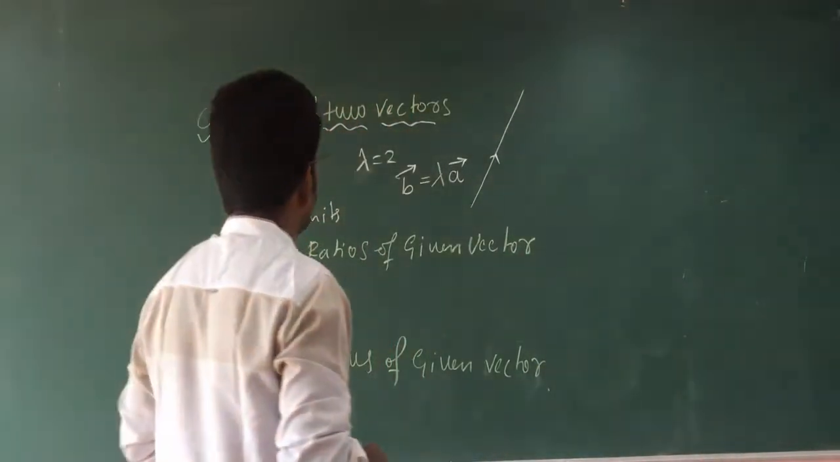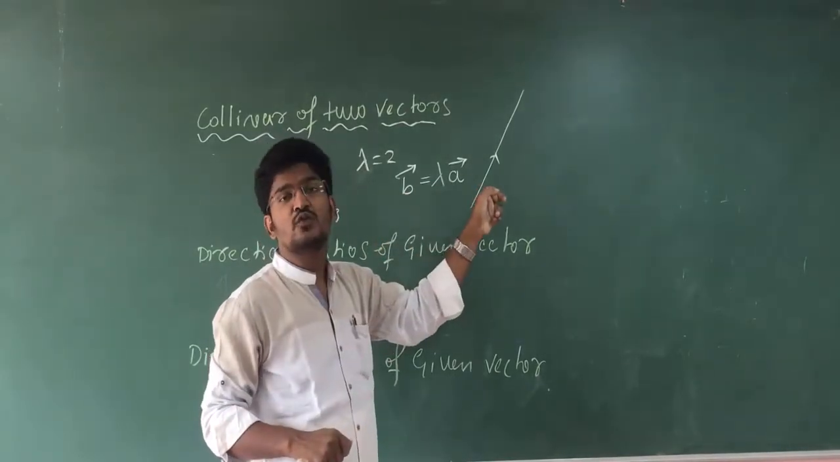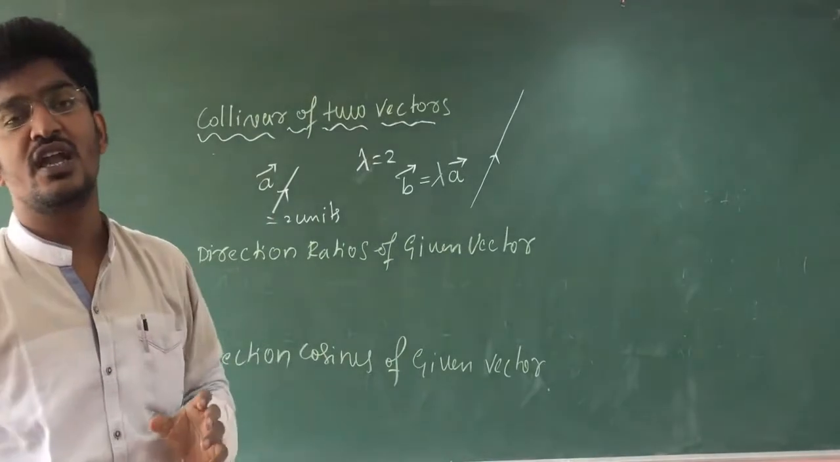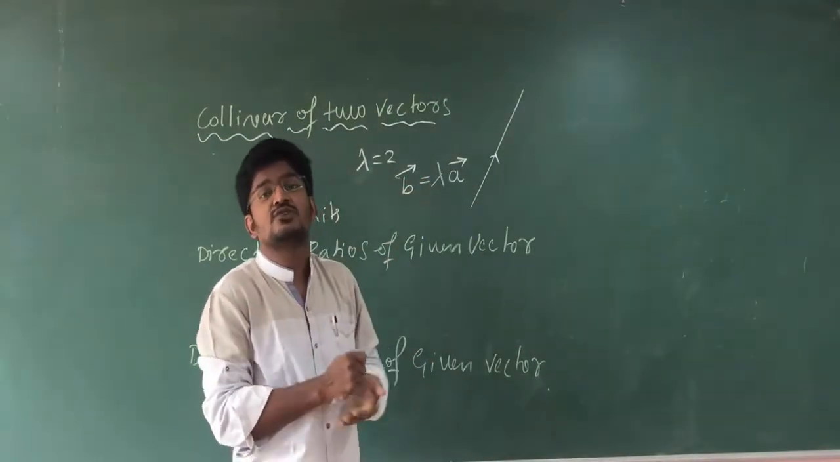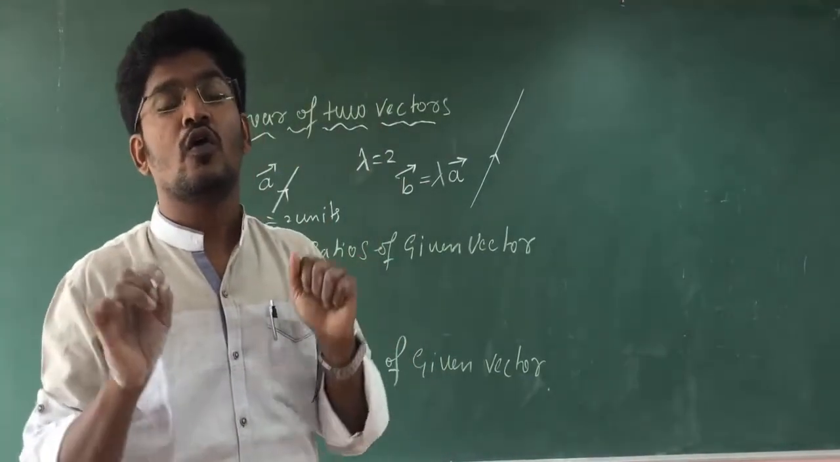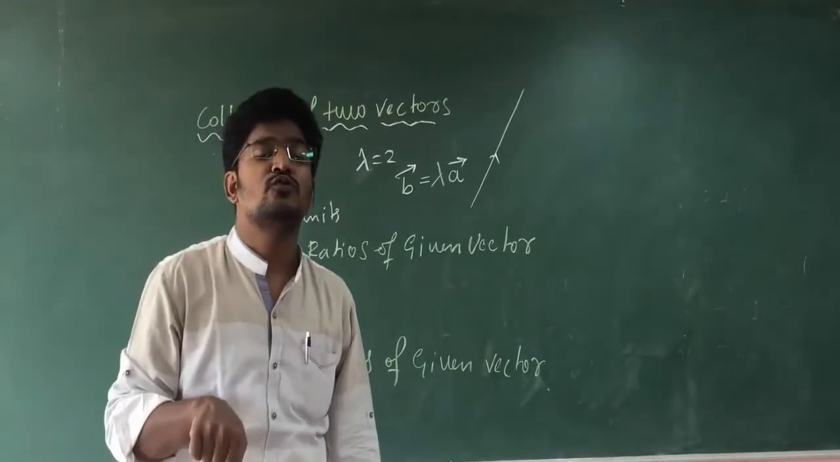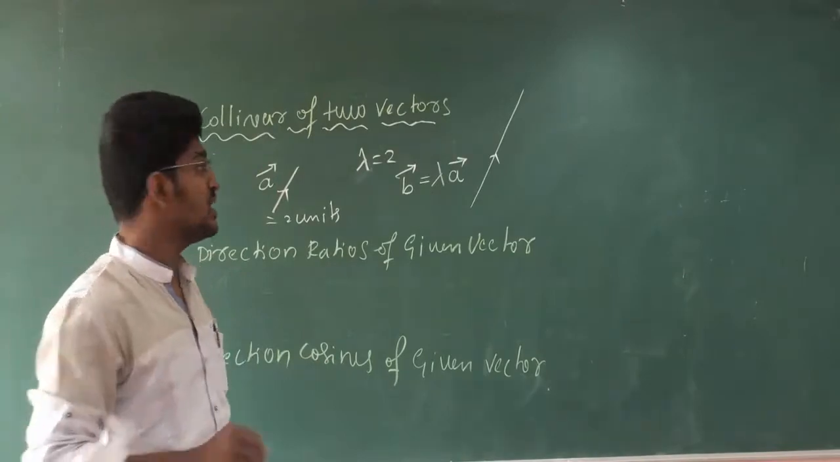Okay, so now if you write B equal to lambda times of vector A, the condition for collinearity is very important. The condition for collinearity is what? B equal to lambda times of vector A, then A and B are collinear vectors. If you write vector B as lambda times of vector A, then vector A and vector B are collinear.